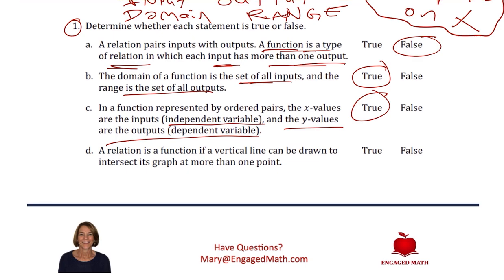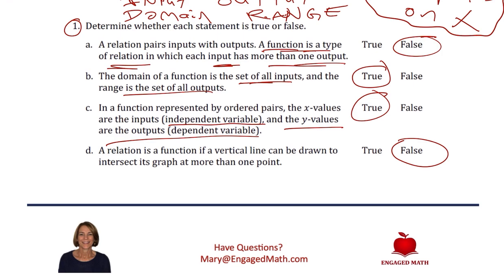Okay. D, a relation is a function if a vertical line can be drawn to intersect its graph at more than one point. That's false. You will see that more later in this lesson. I think it's problem number 4, where you will talk about looking at a graph and seeing if a specific graph is actually a function. So please look at problem number 4 if you want more details on this.